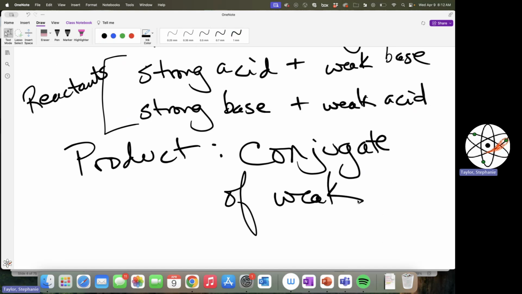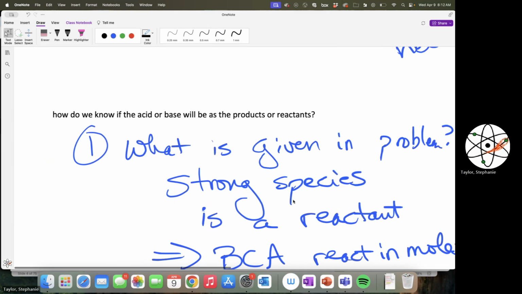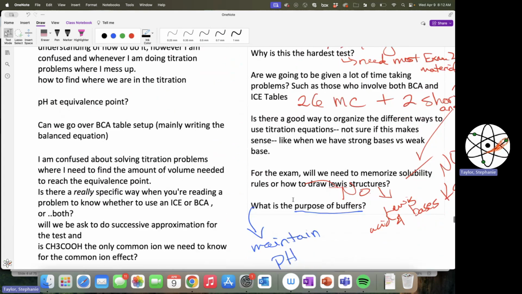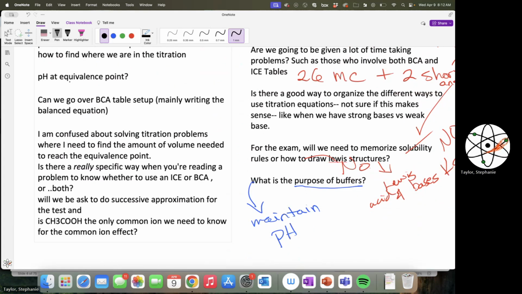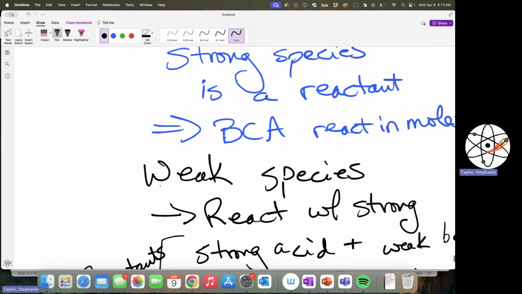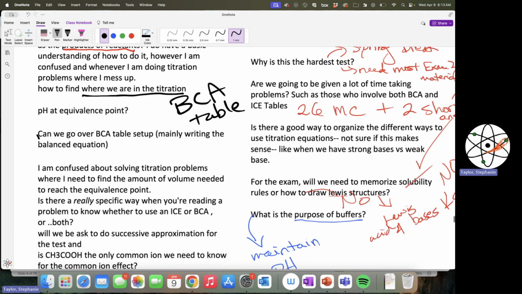Hopefully that helps. Take a look back at some of the examples we've done before. Look back at your notes. You should see that this is true as we go through everything. How to find where we are in the titration, I'm just going to say that that's your BCA table. And the pH at the equivalence point. I'm going to assume that what I just did about products or reactants covers the BCA table setup.